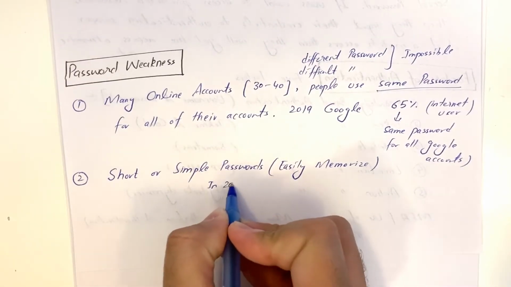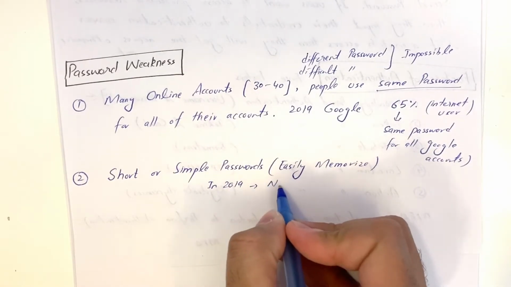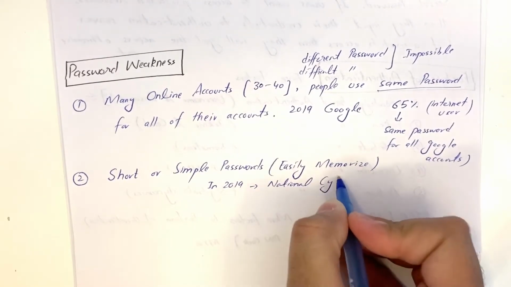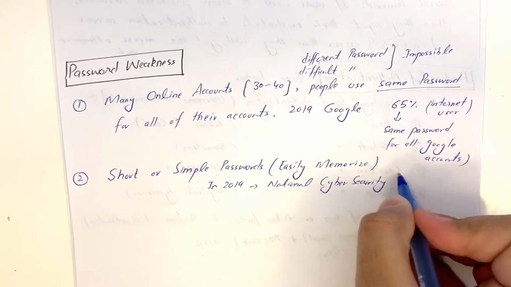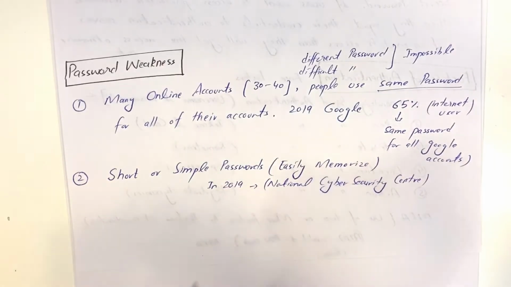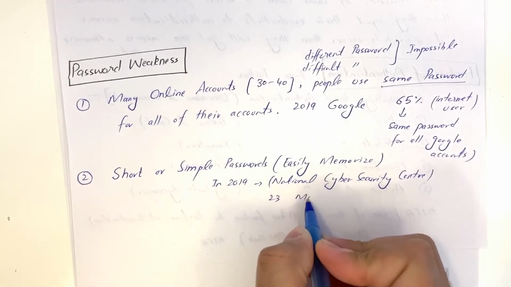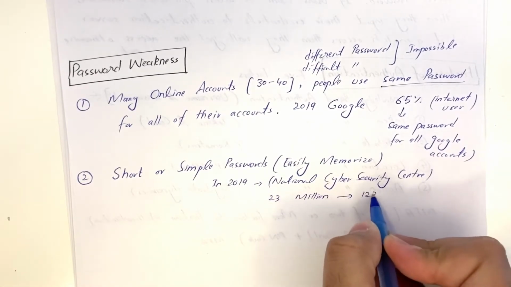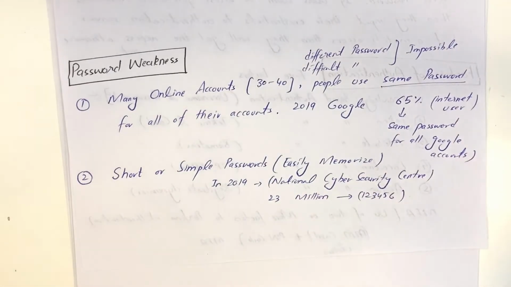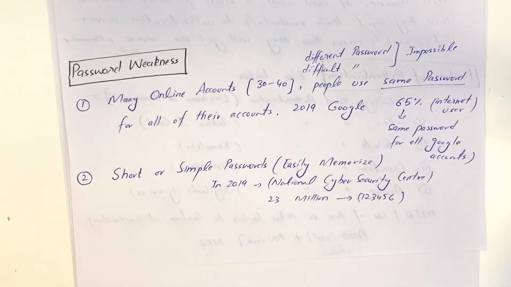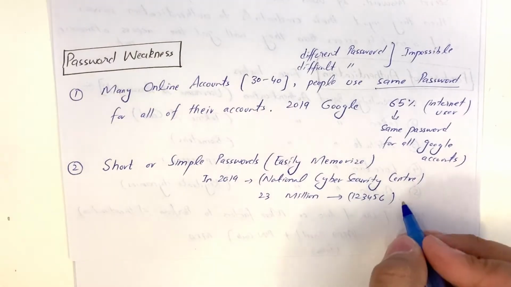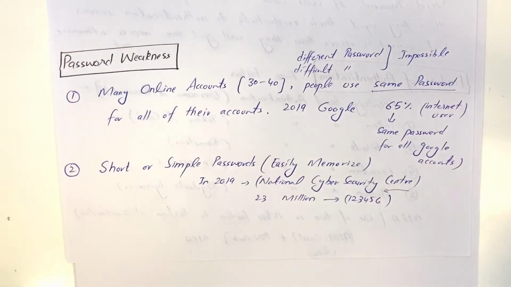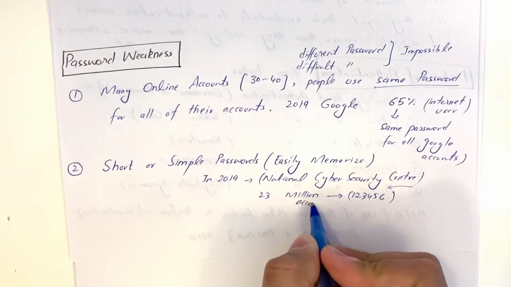In the same year, 2019, a British agency, the National Cyber Security Centre, did a project and found 23 million online accounts having 1 2 3 4 5 6 as a password. This is just one example, and you will see a lot of people around you might have 1 2 3 4 5 6 as their password. Most cracking software has this particular password in its dictionary. Just imagine, 23 million accounts having this particular password.